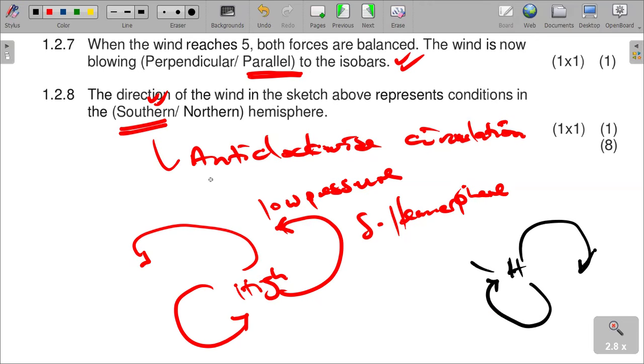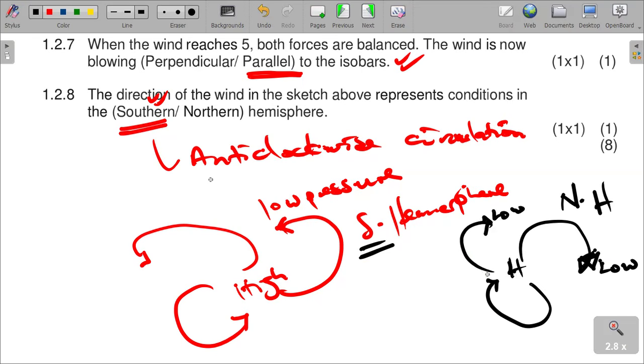It moves in a clockwise direction, which is also showing northern hemisphere. So we are saying our movement is from high to low pressure, which is showing clockwise and also anti-clockwise. As you can see, this is southern hemisphere, and the other one is northern hemisphere, where we are saying from high to low, from high to low.